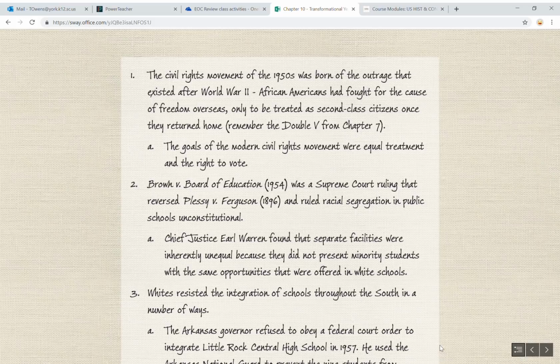Okay, World War II, you've got African Americans who are fighting the fight for freedom overseas. And yet at home, they have a hard time getting a job in defense industries. And once the war is over, they have a hard time getting a job. Black children aren't allowed to go to school with white children.